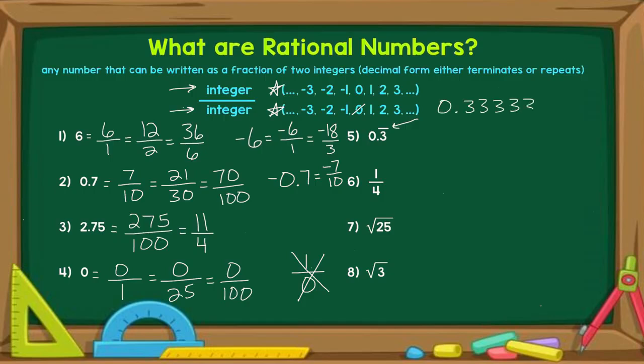So is this rational? Are repeating decimals rational? Can we write this as a fraction of two integers? Yes, we can actually write any repeating decimal as a fraction of two integers. For example, a fraction of two integers that equals 0.3 repeating, well, 1/3, or 3/9. So any repeating decimals are rational.